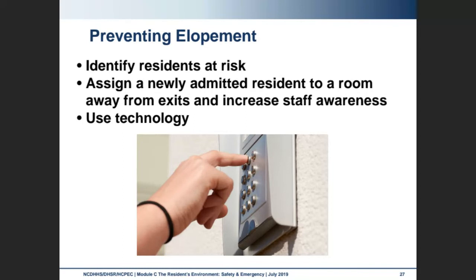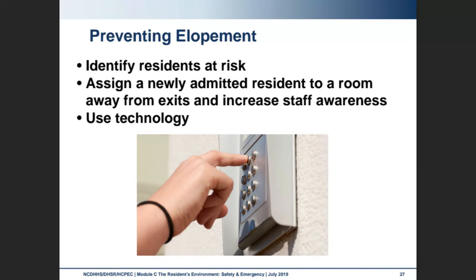And also technology, we get to utilize that now, right? So locked doors with keypads that only the staff have the codes to, having cameras at the exits. Some residents will have bracelets that actually help to alert when a resident gets too close to a door or is leaving through a door, and those can all be helpful in preventing elopement.